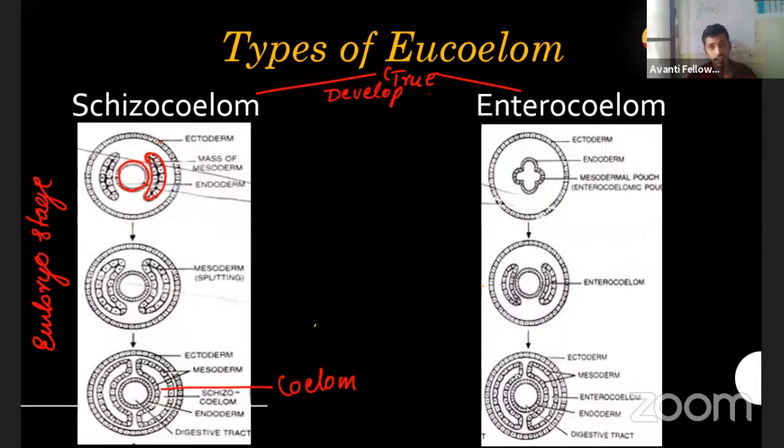So how is it happening in a triploblastic animal? The mesodermal tissue, while developing, will split, and this split makes a cavity in between. That particular cavity will expand and later form the coelom. So from there it is actually coming.